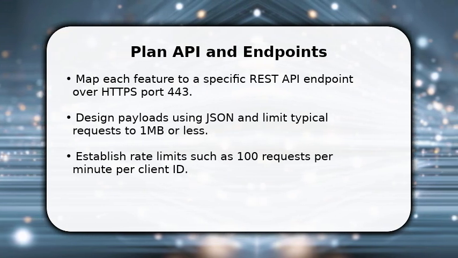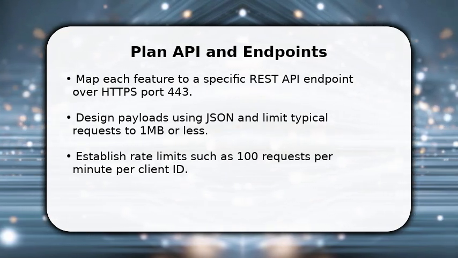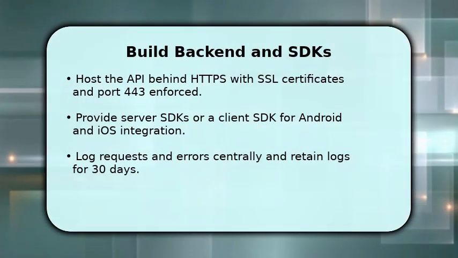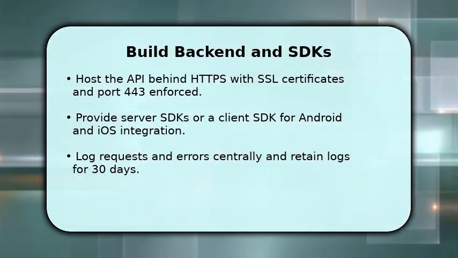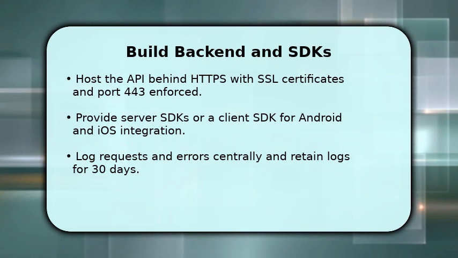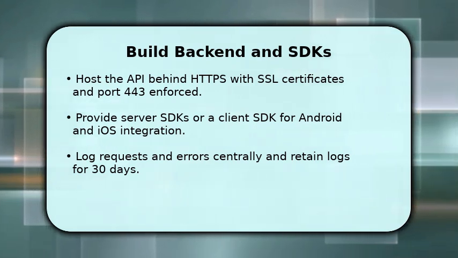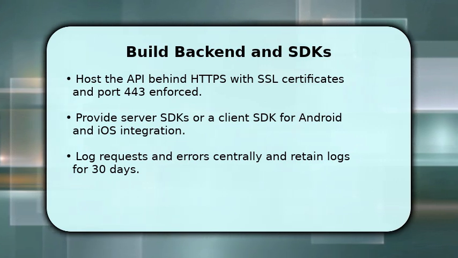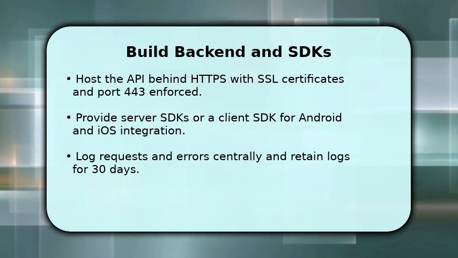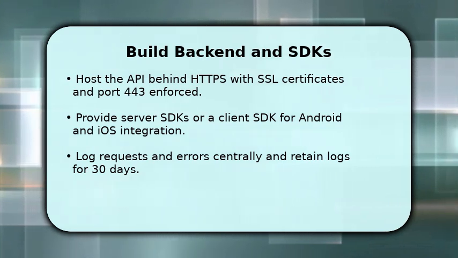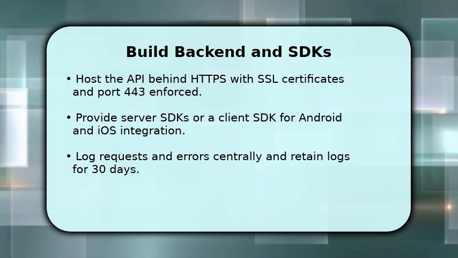Implement the backend API in a reliable framework like Node.js, Django, or Spring. Host the API behind HTTPS with SSL certificates and port 443 enforced. Enable CORS policies and restrict origins to your website domains. Provide server SDKs or a client SDK for Android and iOS integration to simplify app work.